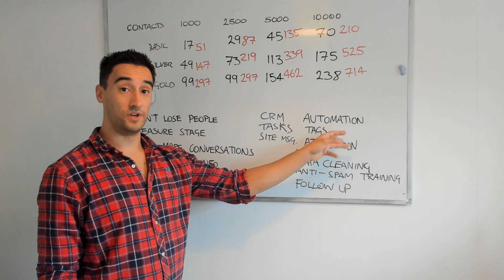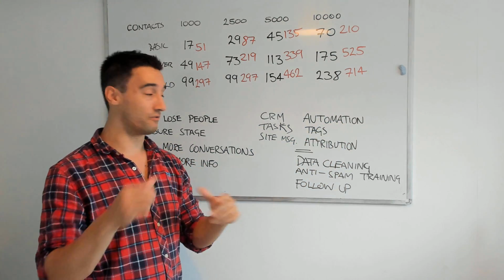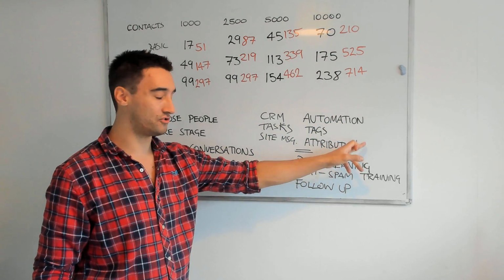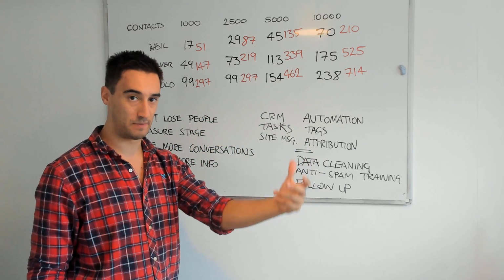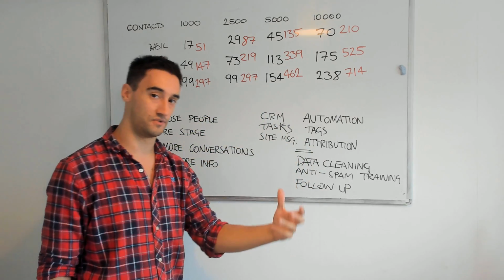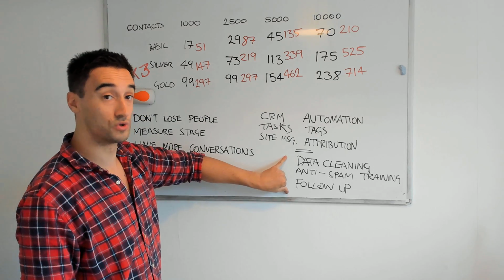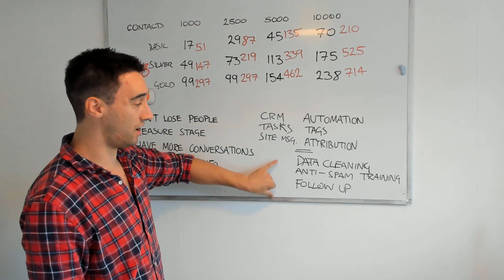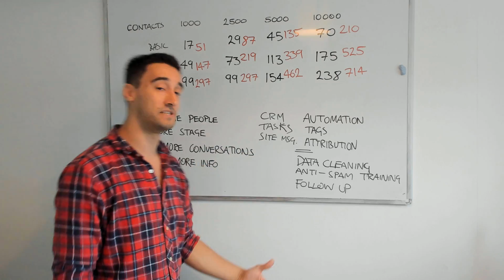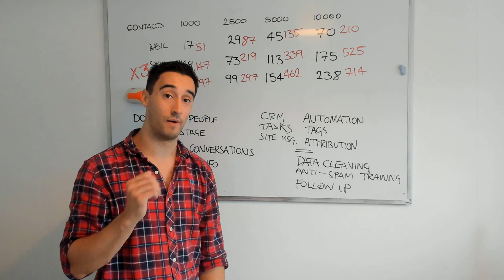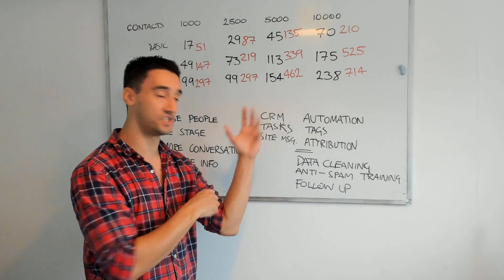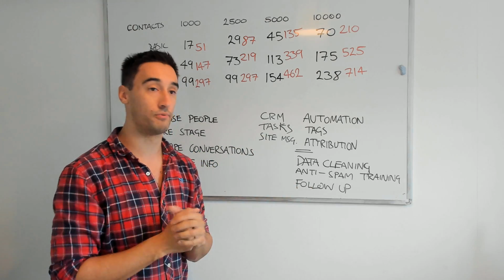They also wanted to be able to tag people, move people in and out of groups, and also attribution, so knowing what source people have come from, traffic sources, what pages on the sites they've been on, etc. As a standard, we also offer, to be able to justify the higher price, data cleaning, anti-spam. We offer training and a follow-up process. So we'll build all of that. We build the CRM for them.